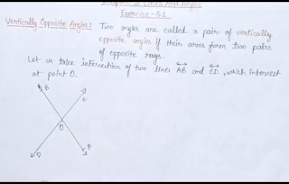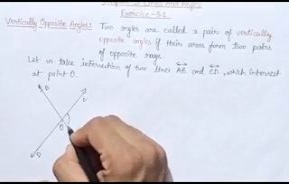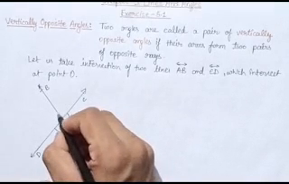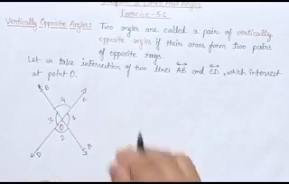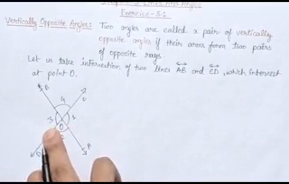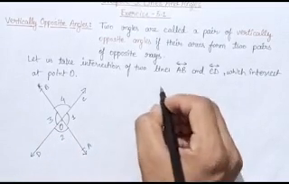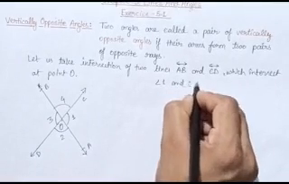Okay. Now you can see there are four angles formed. Let us name these angles. Suppose this is angle 1, this is angle 2, this is angle 3, and this is angle 4. So can we say angle 1 and angle 3 are vertically opposite angles? Let us see.